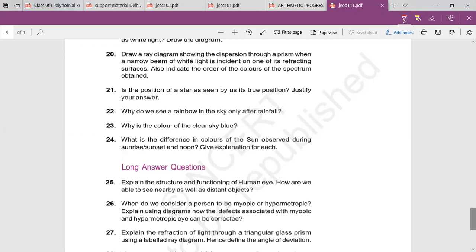Ma'am, because it's directly up, it's perpendicular. No, at sunrise and sunset time, what is happening? Because it's directly coming to our eyes. So because of that, it becomes a shorter wavelength, and so it looks red in color. No.